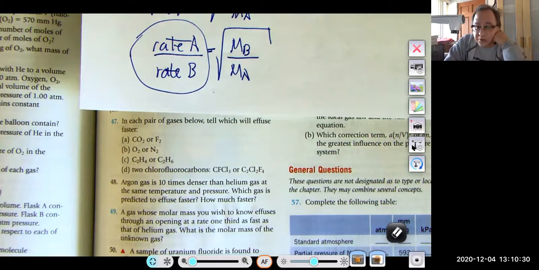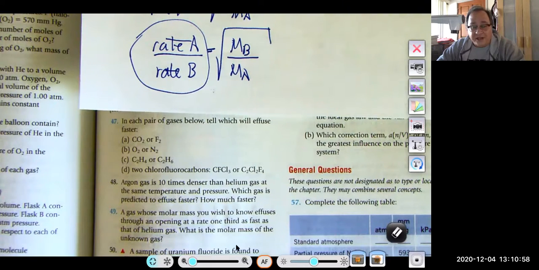Number 48 looks like an interesting one. Argon gas is 10 times denser than helium gas at the same temp and pressure. Which gas is predicted to effuse faster and how much faster? Try to muddle your way through this one and see what you can figure out. When you think you have an answer, give me a thumbs up. I'm going to put a pause on this because this is a tough one.